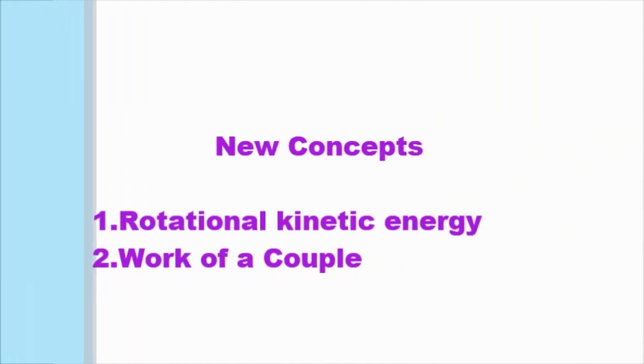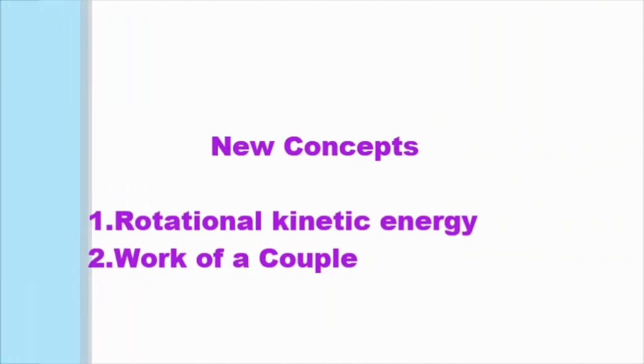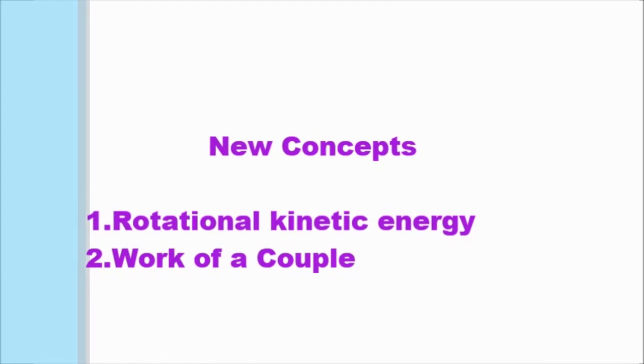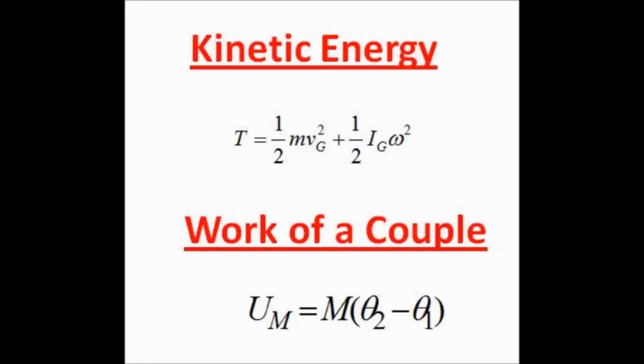Work energy concept of a rigid body differs from a particle only in two aspects. The first one, the rotational kinetic energy. The second one, work of a couple. When the rigid body is rotating about the fixed axis, the body has both translational and rotational kinetic energy. However, a particle is always subjected to either rectilinear or curvilinear motion only. Hence, the kinetic energy of a particle due to rotation is always zero. This is the main difference between the kinetic energy of a particle and a rigid body.